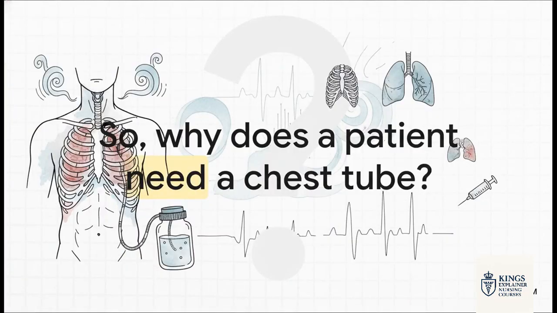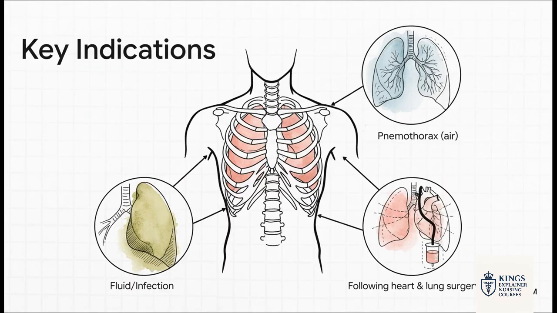Okay, so we know what it does. But who actually needs one? What kind of patient are you going to walk in on and see hooked up to one of these systems? What's going on with them? Well, there are a few big reasons. Number one is probably a pneumothorax. That's a collapsed lung, where air has filled up that pleural space we just talked about. But you'll also see them a lot when a patient has a nasty lung infection that's creating a lot of fluid. And it's super common to see them placed after major heart or lung surgery to help drain away any blood or fluid that collects after the operation.